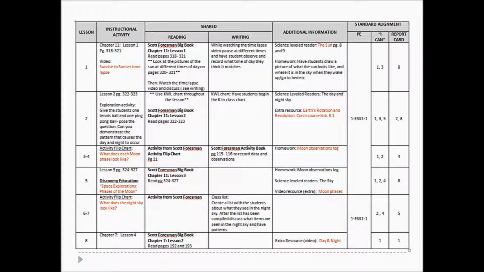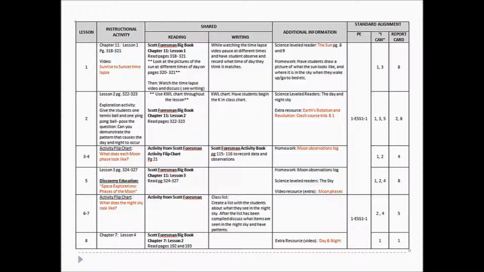Lessons 3 and 4 introduce a log for students to document their observations of the moon over the course of 1 month. When introducing this activity, consider starting the log with a full or new moon to help students see the pattern. Included with this set of lessons is the activity, What Does Each Moon Phase Look Like?